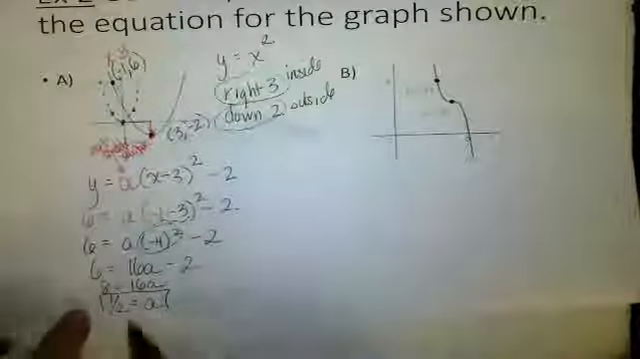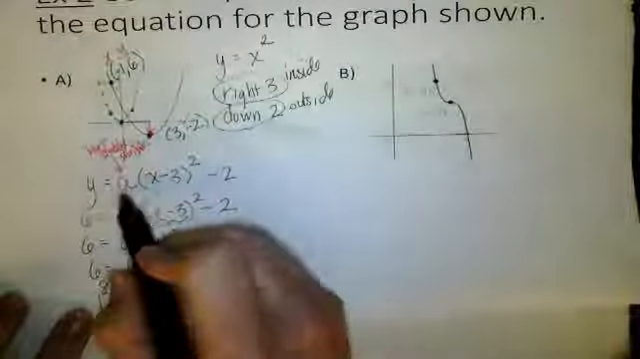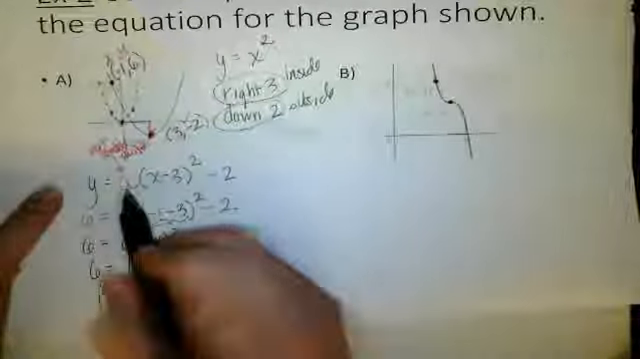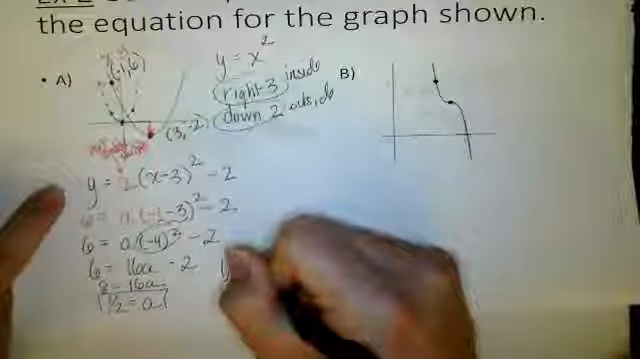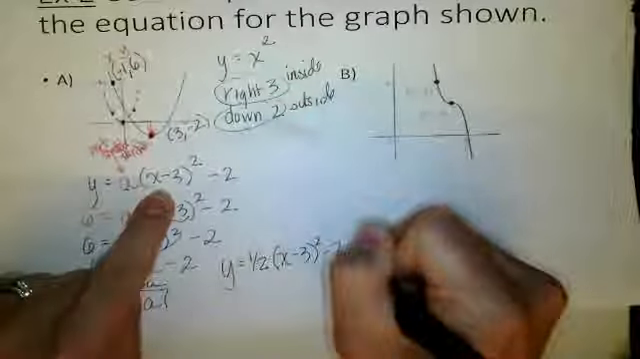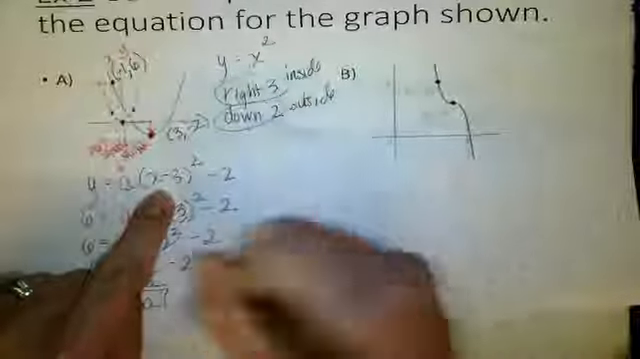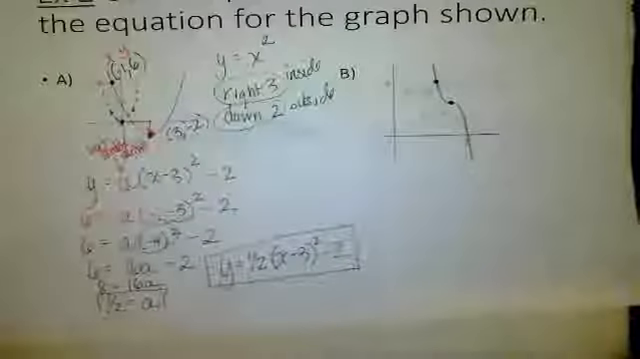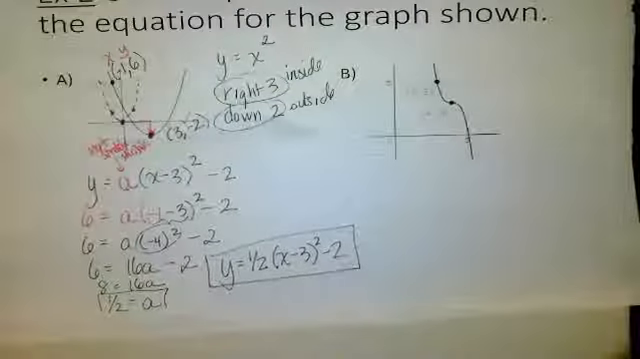So what do I need to do with this value? Plug it right back in. So we get Y equals 1/2 quantity X minus 3 squared minus 2. And this is our equation for our parabola. Can you check it? Yes.